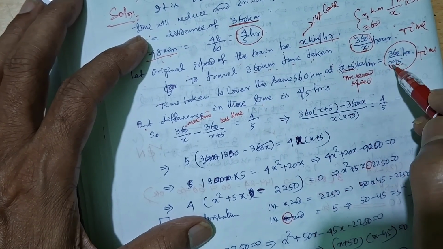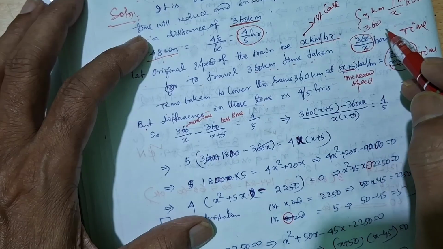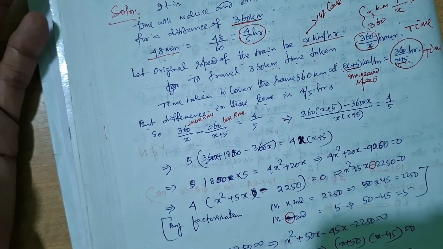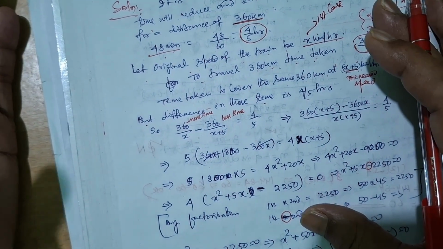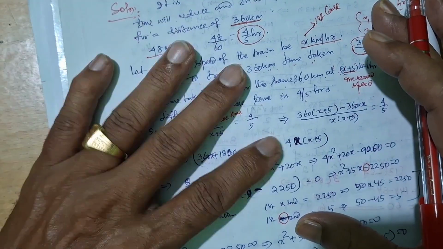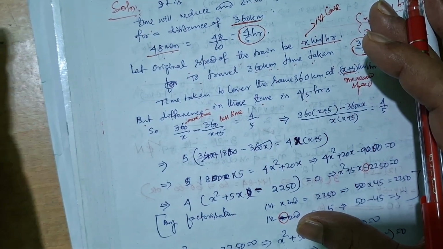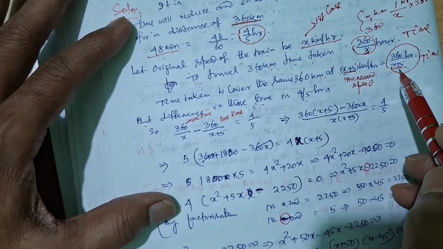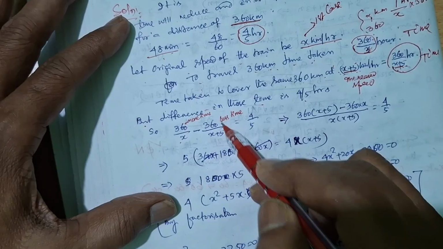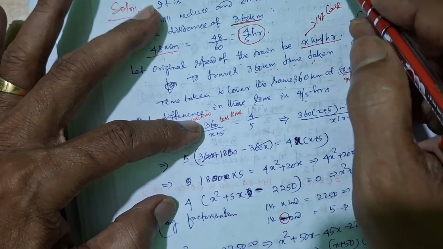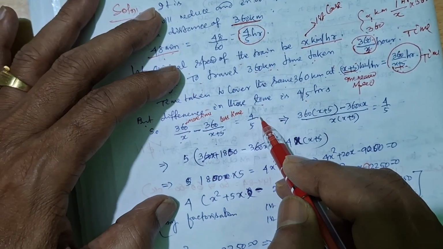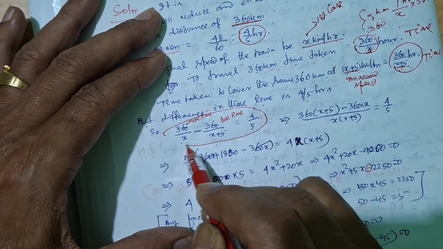If multiplied, the bigger multiplication will be bigger and the smaller will be smaller. But when division is done, it is just the reverse. When you divide by a bigger number, the result will be less than the division by a lesser number. So x plus 5 is bigger, x is less, so 360 by x hours will be bigger than 360 by x plus 5 hours. What is the difference told? 48 minutes, that means 4 by 5 hour. So that is the original equation.